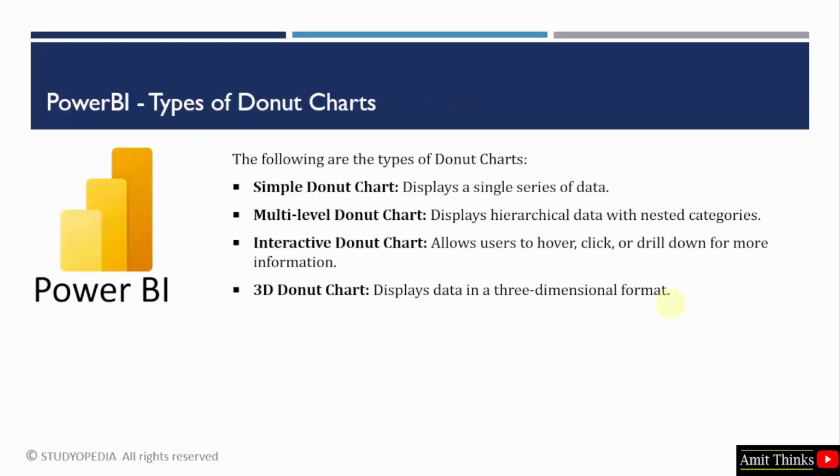So let us see the types of donut charts also. A simple donut chart will display a single series. If you want to show hierarchical data with nested categories, use the multi-level. The interactive donut charts will allow the user to hover or click on it to get more information, like drilling down to display more information. You can also create a 3D donut chart that displays data in 3D format. Now let us see an example to create a donut chart with a slicer in Power BI.